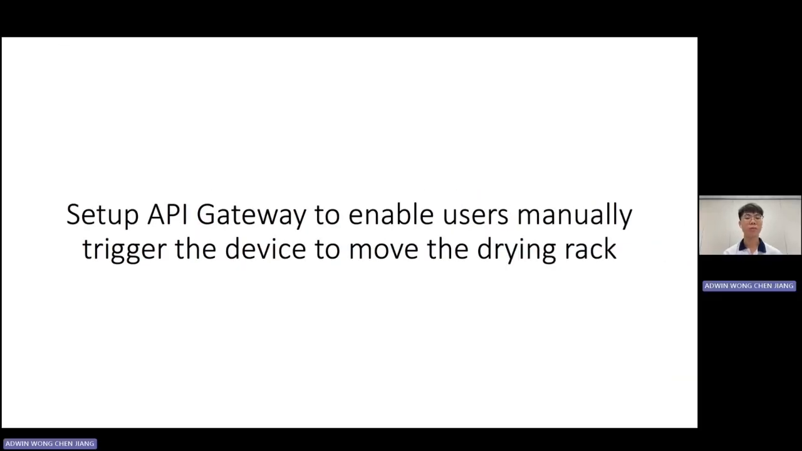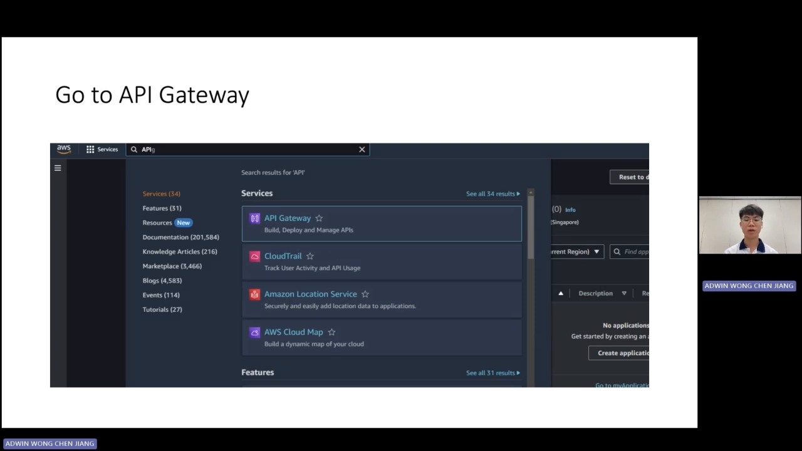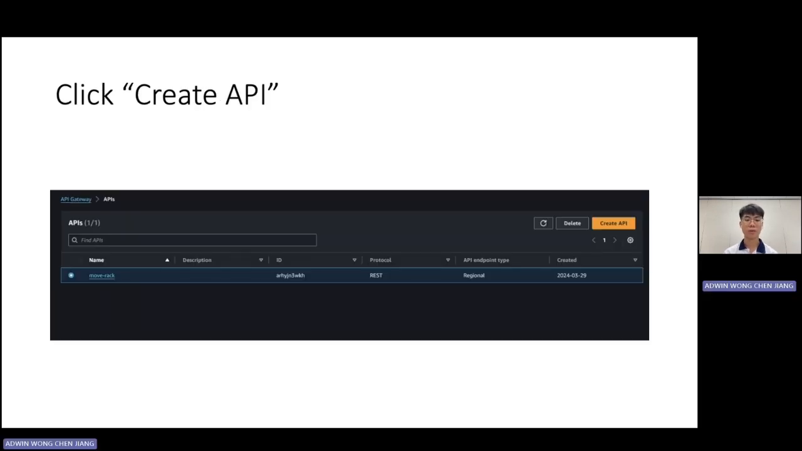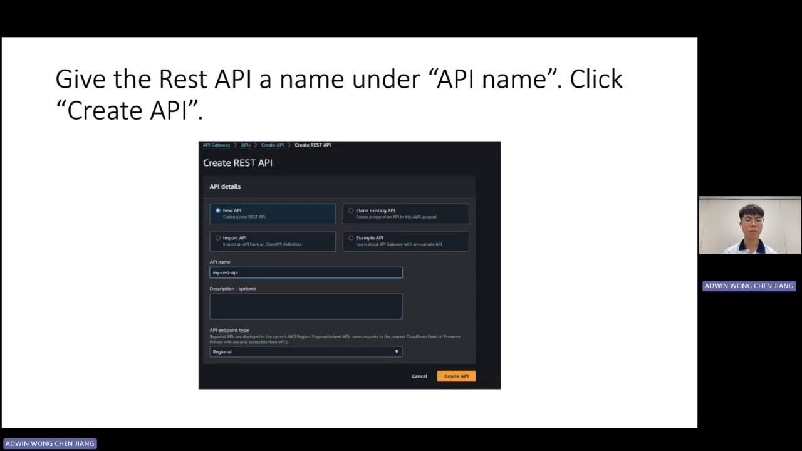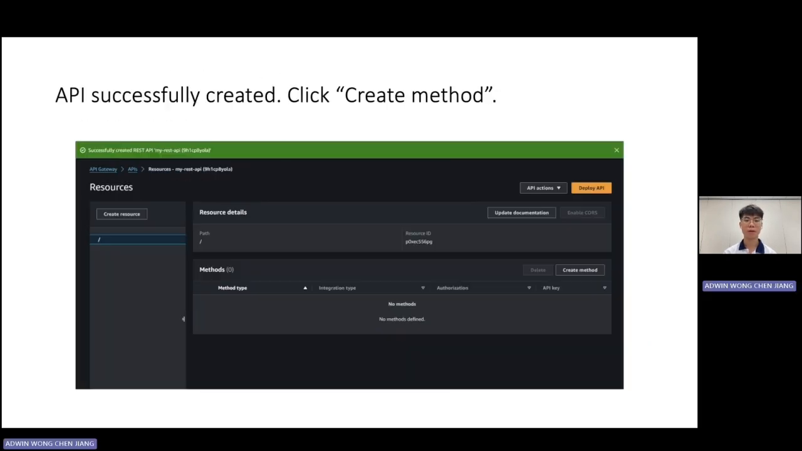Hi, my name is Edwin Wong Chen Jiang. Today I'm going to talk about the API Gateway service to enable users to manually trigger the device to move the drawing rack. So we choose the API Gateway service and create API, and we build API. Then we put in the name and create API.